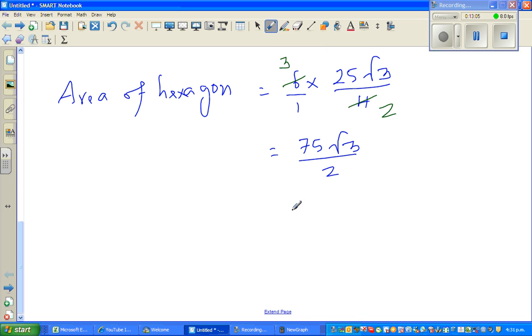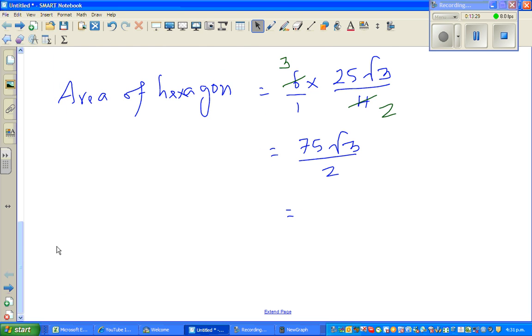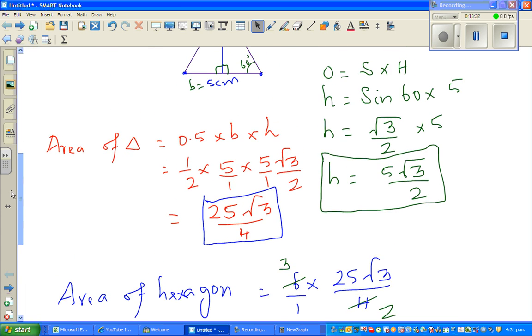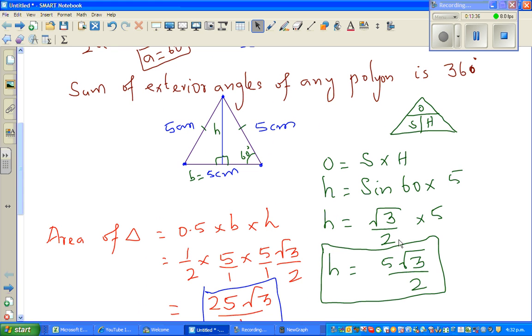So if you want to write this as a decimal, this is 75 times root 3 and then divide by 2. Am I doing something wrong here? Just to confirm, I think I'm doing something wrong, I'm not sure. So let me check. Root 3 over 2, yeah, hypotenuse is phi. Yeah, there's nothing wrong here.